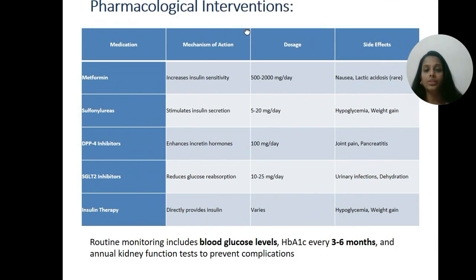And they have also given pharmacological interventions. So you can just go through this. They have given the medications, the mechanism of action, dosage, and the side effects. And finally, routine monitoring includes blood glucose levels, HbA1c every 3 to 6 months, and an annual kidney function test to prevent complications. So this is an example of a text you might encounter in your OET reading part A.